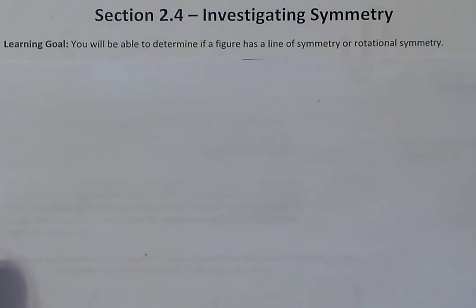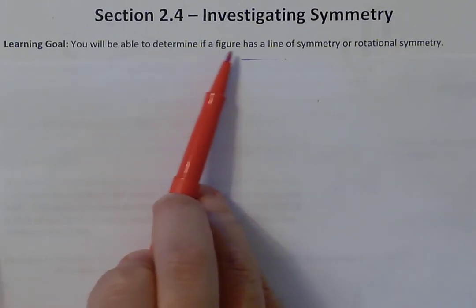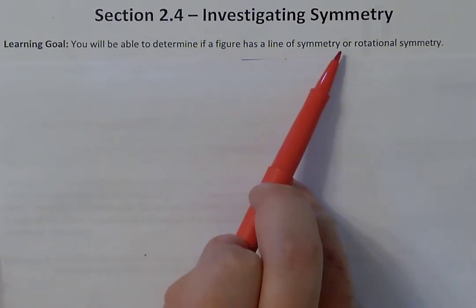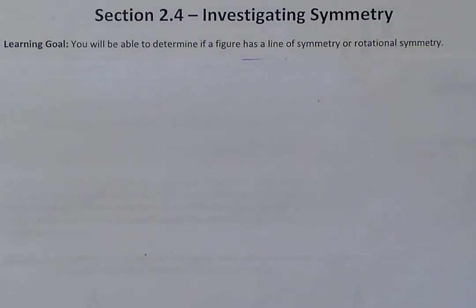Today we have one learning goal, and our learning goal for today is you will be able to determine if a figure has a line of symmetry or rotational symmetry. So we're going to look at these two different types of symmetry. We're going to determine if it has a line of symmetry or rotational symmetry, and then see what that looks like for today.